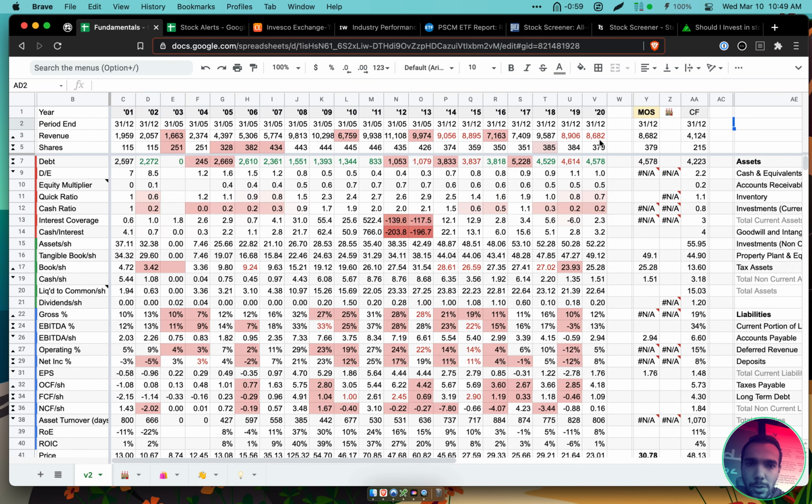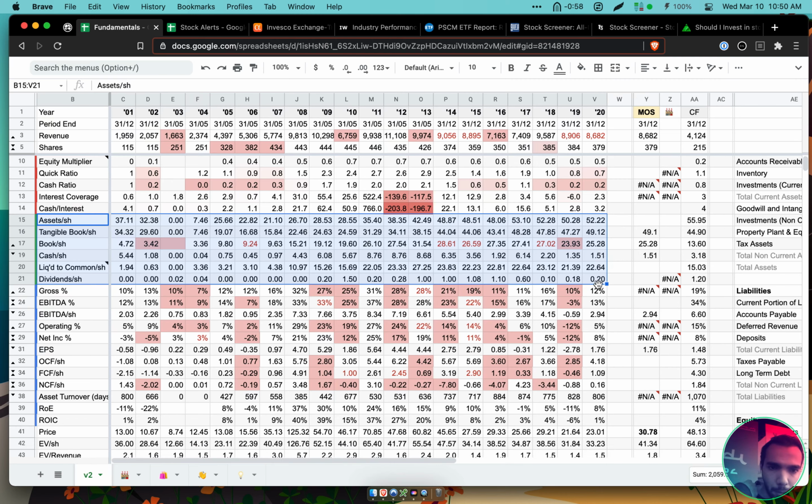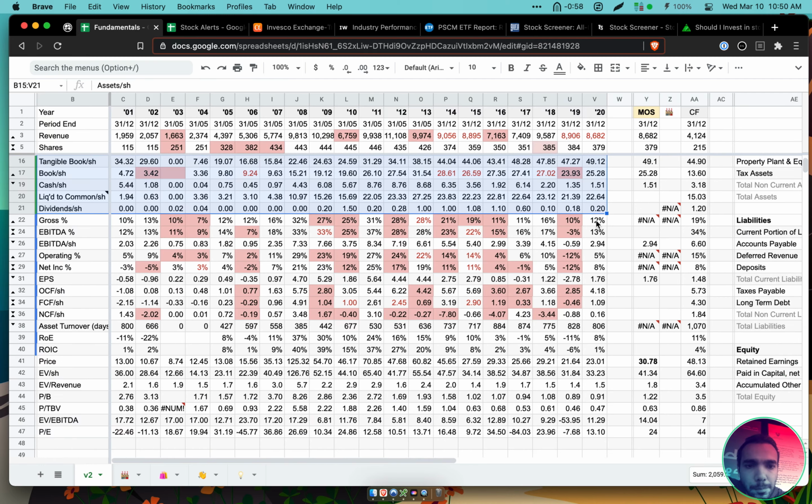Fertilizantes. All right, so just real quick, revenues, slight decline. Debt, they've been buying back debt. How's the situation here? Debt to equity, I like that. Better than CF. Quick ratio is 0.7, cash ratio is 0.2. So slightly lower interest coverage, so a bit concerning, but it seems okay. Yeah, let's take a look at what they have. All right, low intangibles, book is 25, cash per share is 1, liquidation in common, and they have a dividend, so that's nice.